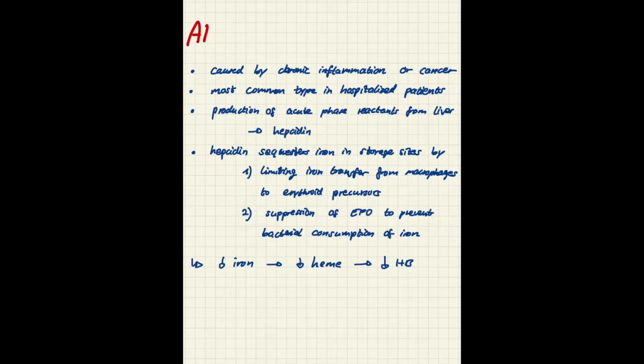Anemia of chronic diseases is caused by chronic inflammation or cancer. It is the most common type in hospitalized patients and leads to a production of acute phase reactants from the liver like hepcidin. Hepcidin sequesters iron in storage sites by limiting iron transfer from macrophages to erythroid precursors and suppressing erythropoietin to prevent bacterial consumption of iron. A decrease of iron leads to a decrease of heme and decrease of HB.